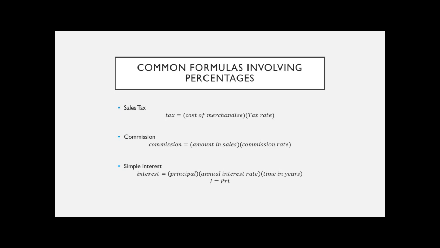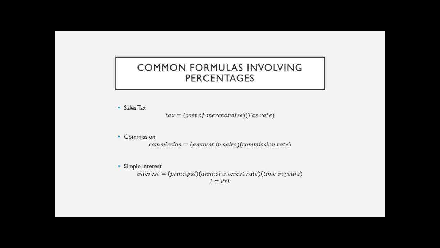Commission is where you're earning some percent of your sales, and that's added to your paycheck. It's sort of the same calculation. You're taking how much you have and multiplying it by your rate or percent. So you're doing the same operation here: you take your total and multiply it by a percent. They just have different names essentially.